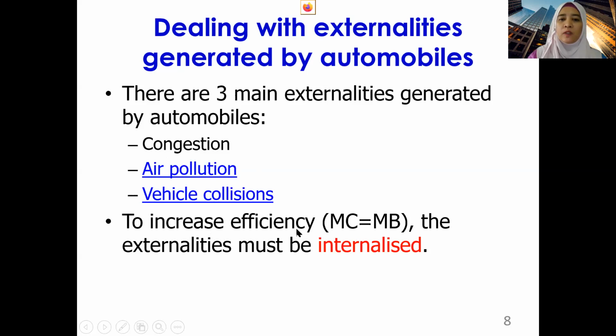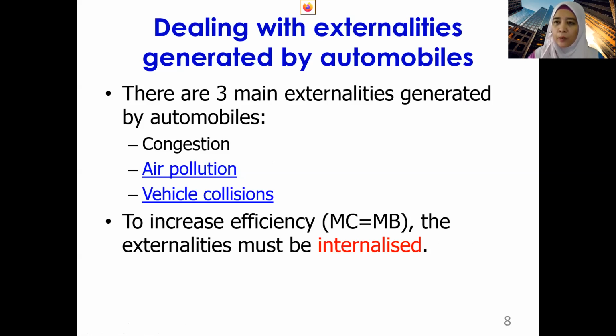And to increase the efficiency, we have learned this before. So to be socially efficient, the MC must be equal to the MB, the marginal cost must be equal to the marginal benefits. At the intersection of MC and MB, we will find the optimum level of goods or services to be provided, and we can find the optimum level of price to be charged. Now, so the externalities must be internalized. If there's an overconsumption of a good that contributes to higher social costs, then we must reflect that in the price.